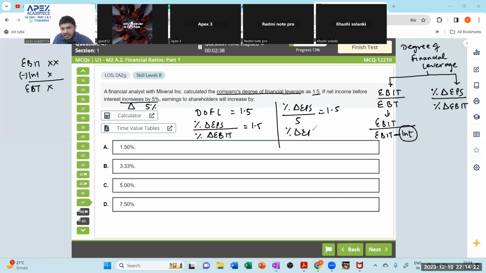Therefore, percentage delta EPS will be how much? 7.5. 5 will go over here. Therefore, your answer is 7.5. Good question. Why? Because it helps you to revise the formulae by the help of this screenshot when you are going through this in your revision time.